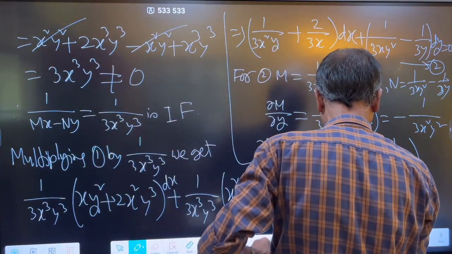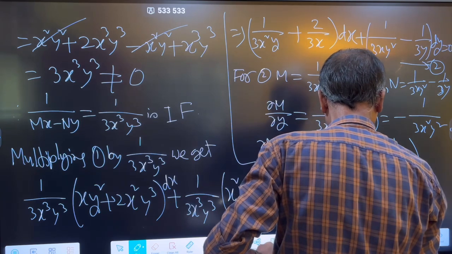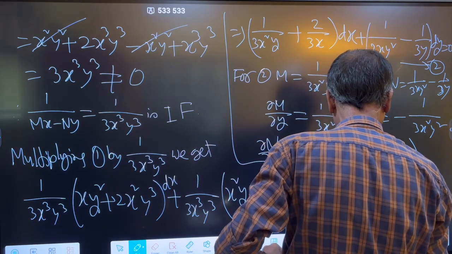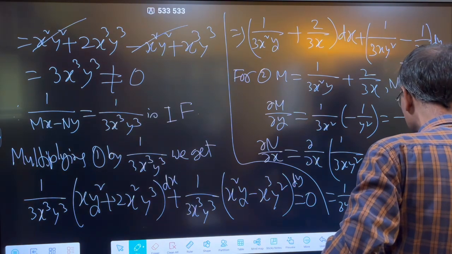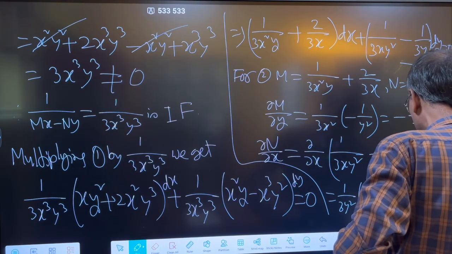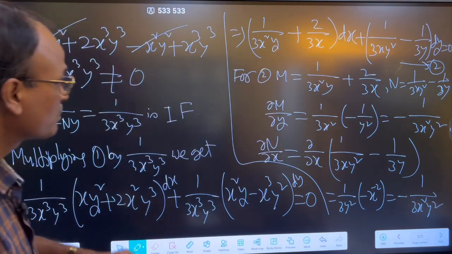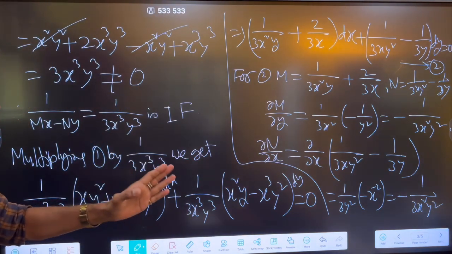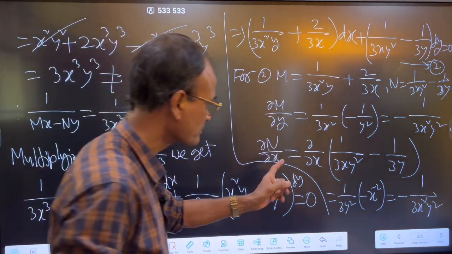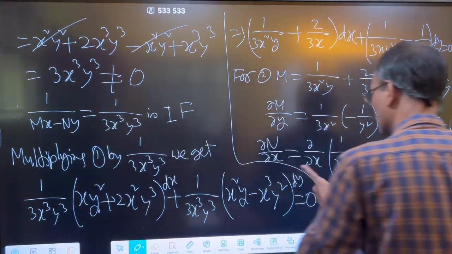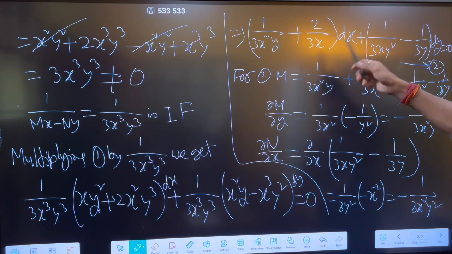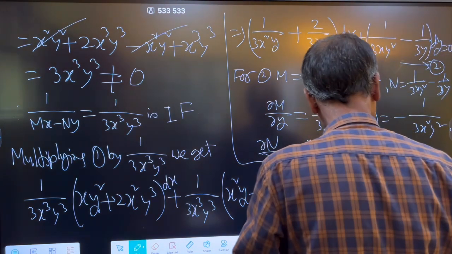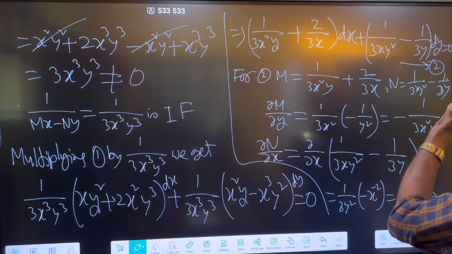This is equal to 1 by thrice y square. For del n by del x, it is minus x to the power minus 2, and it is 0. This is equal to minus 1 by thrice x square y square. Therefore, for 2, del m by del y equals del n by del x. Therefore, 2 is exact.